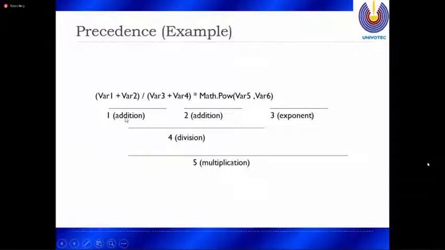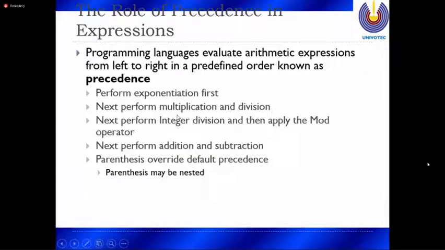Then we can use this. This is left to right, and you have to consider for the perform exponentiation first, next perform multiplication and division, next perform integer division, and then apply the modulo operator. After that, perform addition and subtraction. But the parentheses mean brackets. This overrides default precedence. This is the override. Default precedence is we have to do the brackets first. After that we consider from up to down.